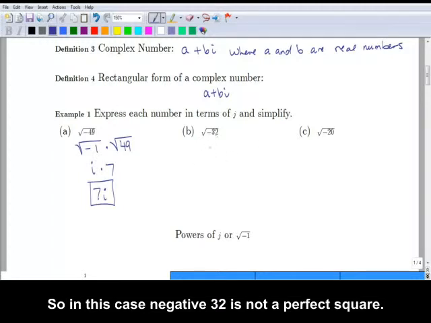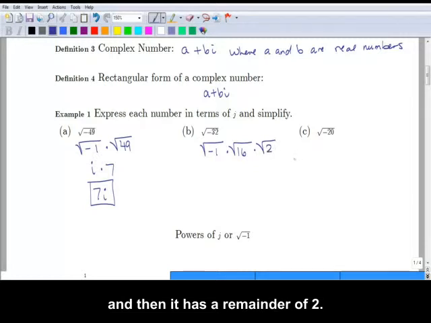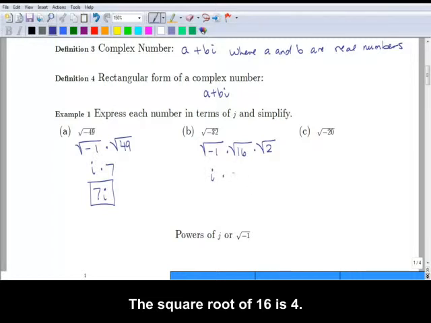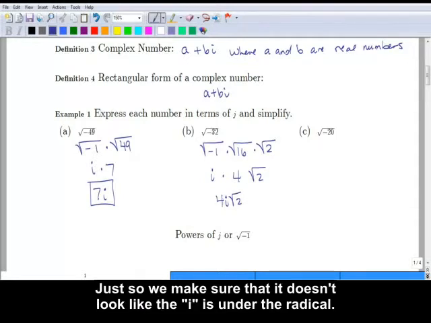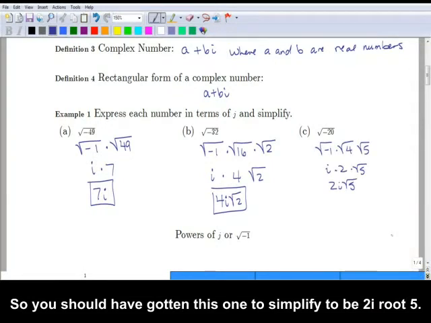So in this case, -32 is not a perfect square. We can split it up into its perfect square, namely 16, and then it has a remainder of 2. And so in this case, the square root of -1 is i, the square root of 16 is 4, and the square root of 2 stays as such. And typically we write this as 4i root 2, just so we make sure that it doesn't look like the i is under the radical. So I want you to try example C here, square root of -20, and simplify. So you should have gotten this one to simplify to be 2i root 5.